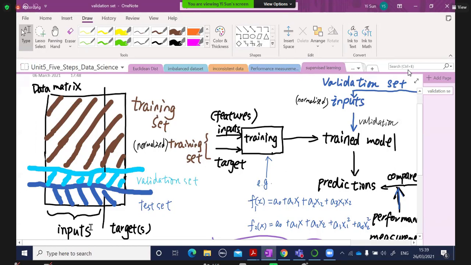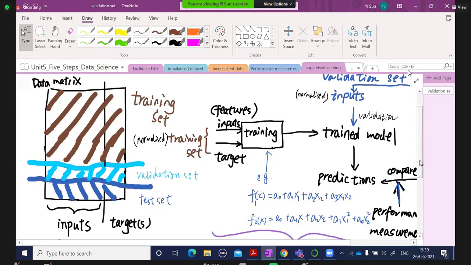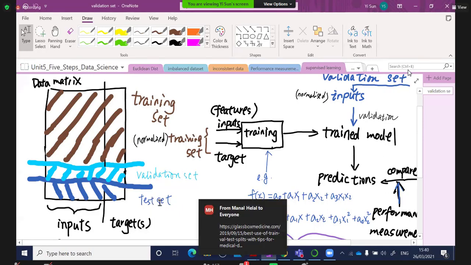The first several columns are the inputs or features we want to use to train a model. The last column is the targets, which can be class labels or real values for a regression model. So I divide this data set into three parts. The brown part is the training set, usually about 2/3 of the whole data set. This next part we call the validation set. The last part we call the test set.